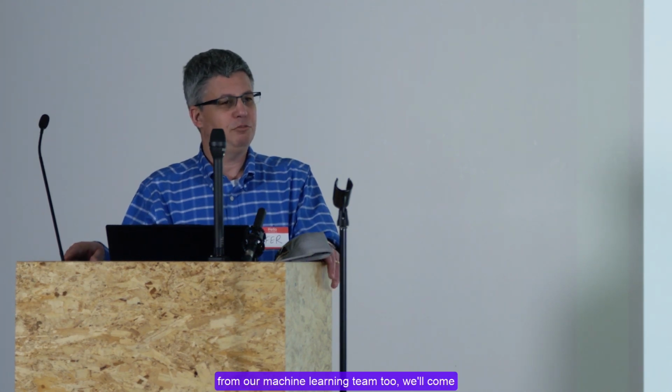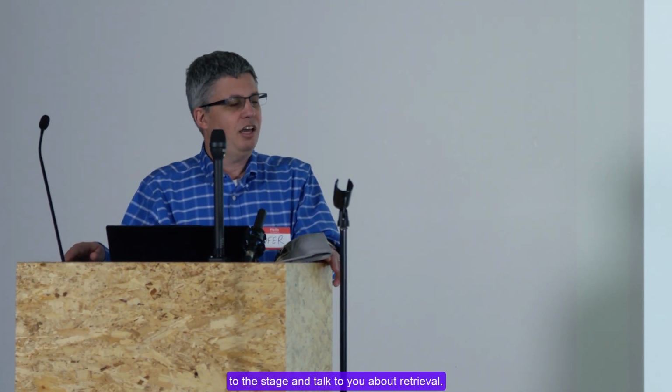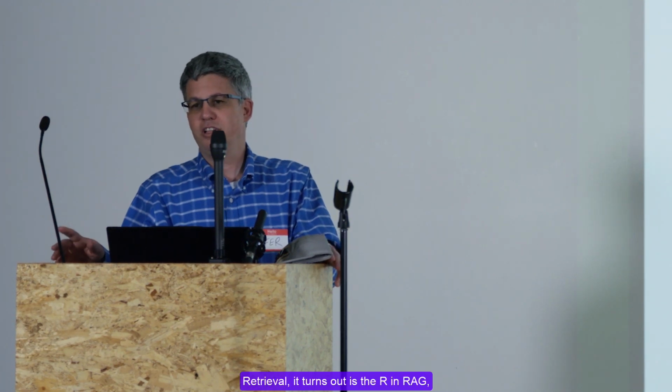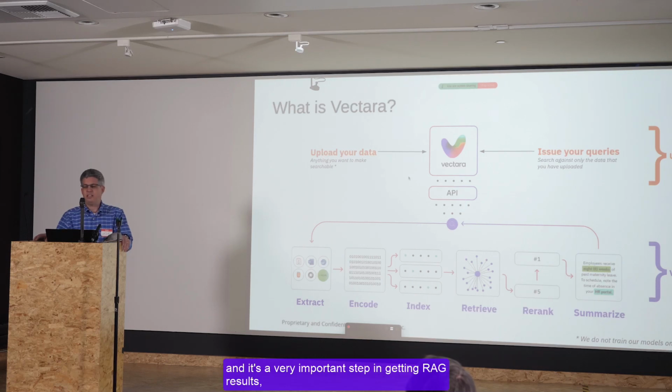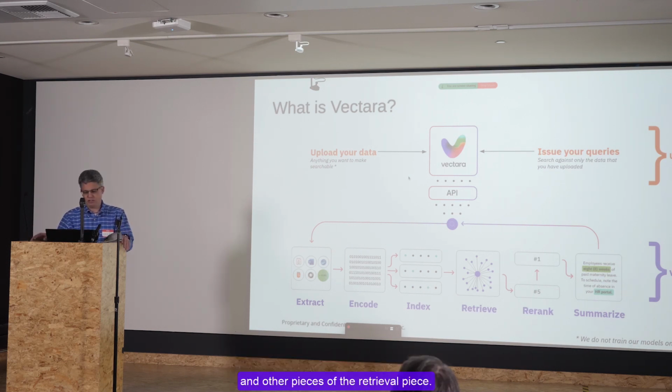After that, Vivek from our machine learning team will come to the stage and talk to you about retrieval. Retrieval, it turns out, is the R in RAG, and it's a very important step in getting high-quality RAG results. He'll talk about how to do that and how to use embedding models and other pieces of the retrieval piece. Then we'll have Forrest again come to show us a little bit more about calibration techniques and talk more about our hallucination model.